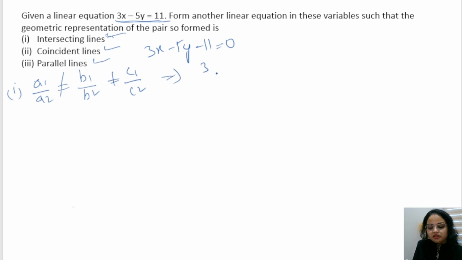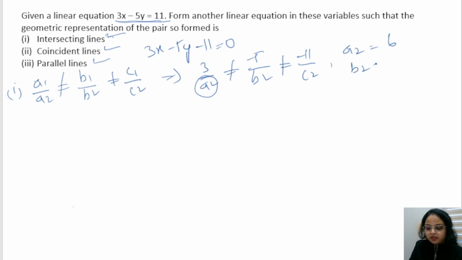So here what is a1? 3 by a2, and this should not be equal to minus 5 by b2 not equal to minus 11 by c2. So here we can take any values, but the ratios should not be the same. So I am taking a2 value as 6 and b2 value as 7 and c2 value as 20. So the ratios will not be equal. So what is the line here? It is 6x plus 7y plus 20 is equal to 0.